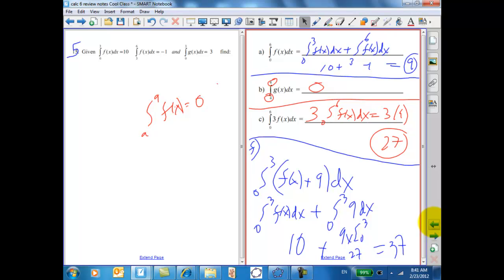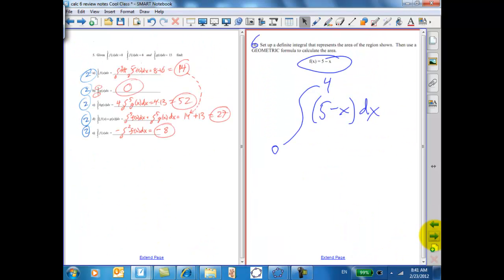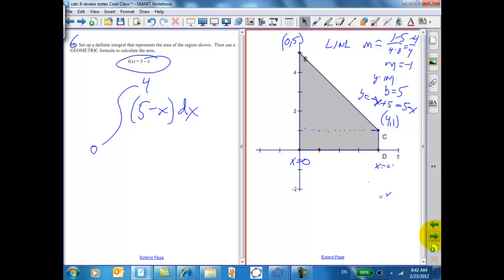0 to 6 of f of x, it's a good thing we had 0 to 3 and 3 to 6, so that could get split up. Okay, so you got examples of those. Now here, set up the definite integral, then use geometric formulas. This is where I'm not going to let you, even though you set up the integral, you have to show me how you're coming up with this area by using geometry. So, you should add that to our list of formulas, okay?